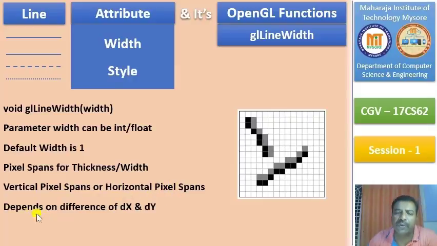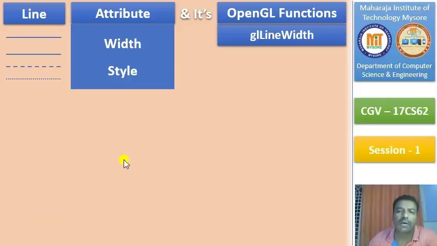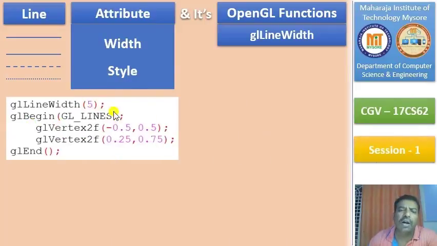It depends upon the difference between dx and dy, that is, the two endpoints and their difference. That is what the slope does, and the difference between these two will tell me which pixel spans we are supposed to make use of. Fine. So with this, we have glLineWidth, and this is an example for glLineWidth.